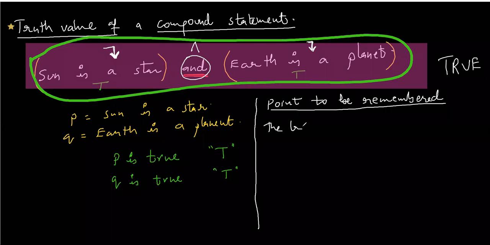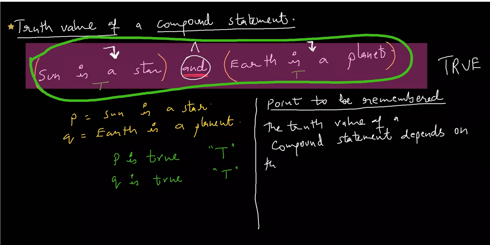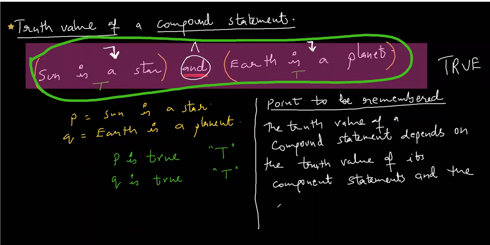The truth value of a compound statement depends on the truth value of its component statements, and it depends on the truth value of its component statements and the logical connective used.